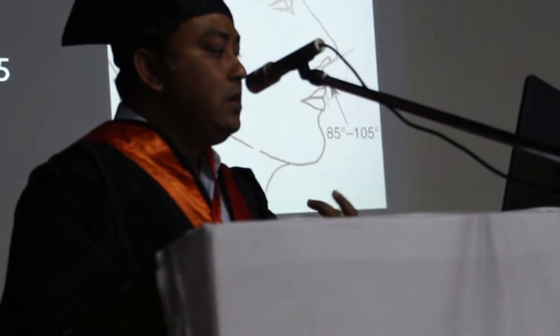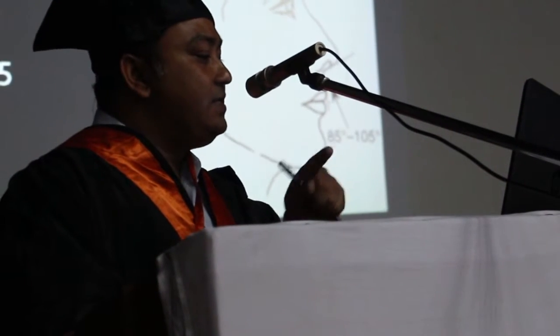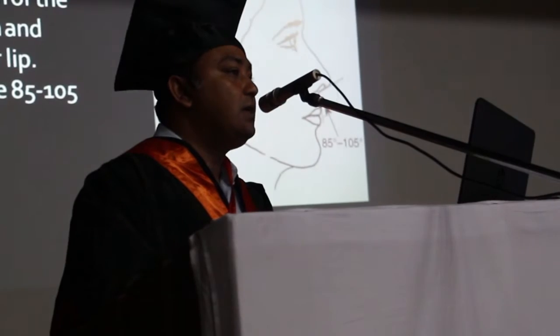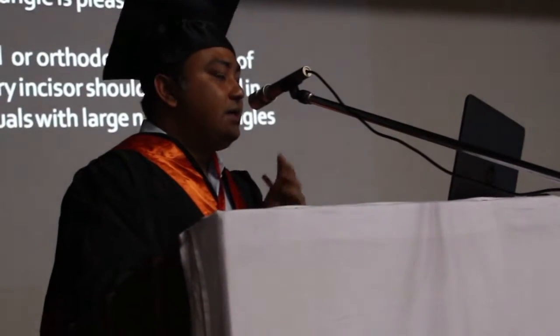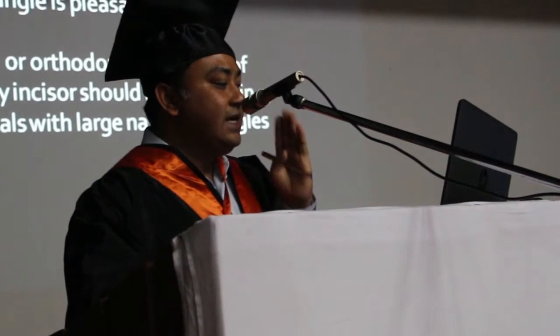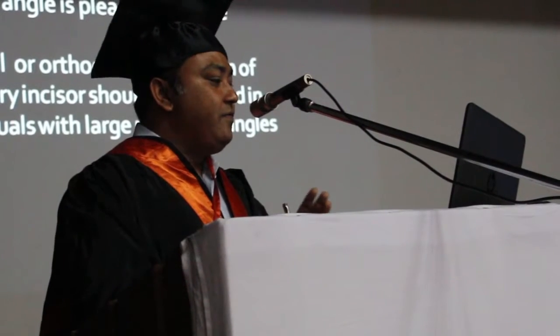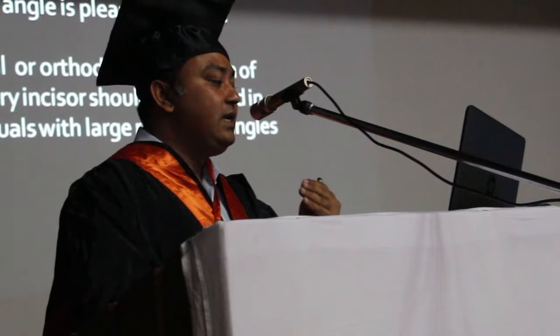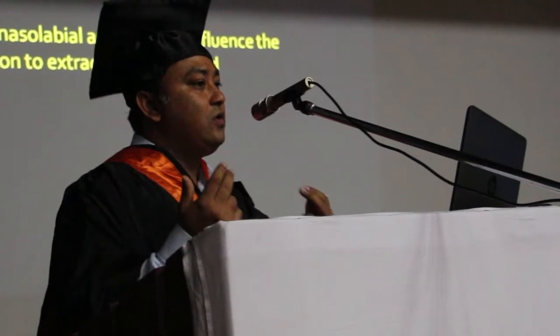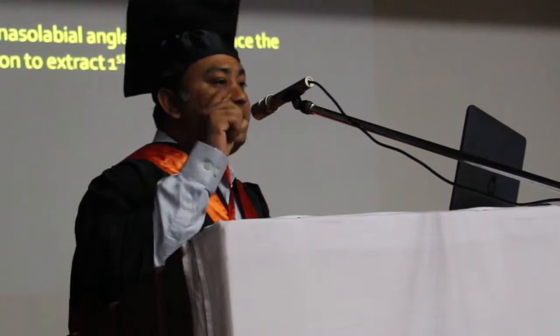And this angle is flattened again with microgenia or lower lip tension caused by the class 3 malocclusion. So the nasolabial angle is measured between the inclination of the columella and the upper lip, and it should be 85 to 105 degrees. The larger angle is acceptable in males, and the smaller angle is pleasant in females. That is the nasolabial angle. So surgical or orthodontic correction of maxillary incisors should be avoided in individuals with large nasolabial angles. And where crowding necessitates tooth extraction, whether I will extract the first premolar or second premolar for orthodontic treatment will be dictated by the nasolabial angle.